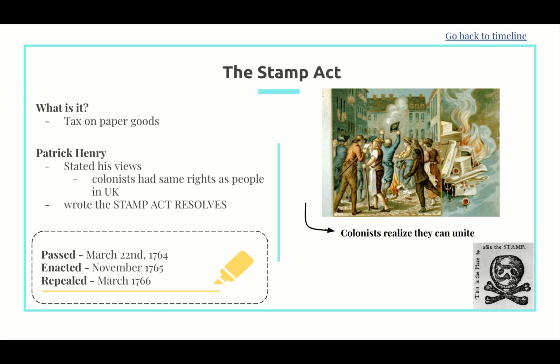After the colonists realised that they could unite to make an impact, they started protesting. They made satirical drawings, an act of defiance. And so the government realised it was a mistake and they removed the Stamp Act, even though the impact was still left.